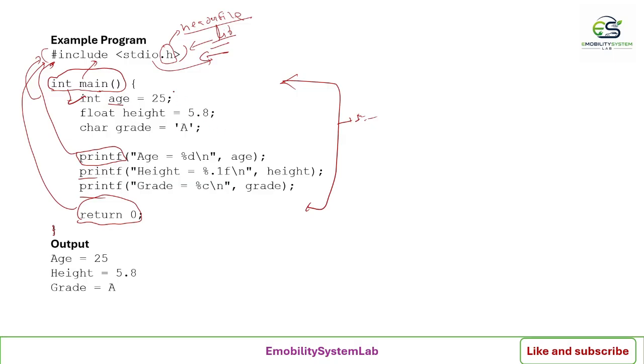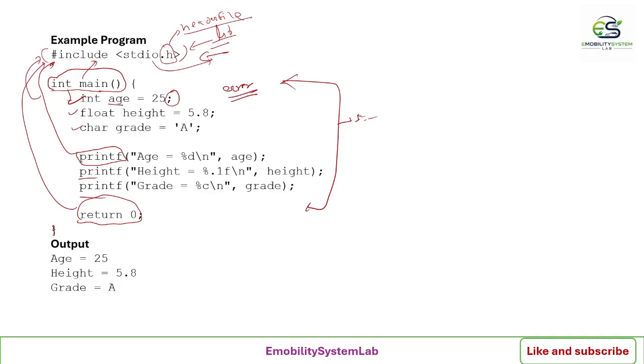So every statement should end with a semicolon. Suppose you are not using a semicolon, then your compiler will give you an error. So it is very important to use a semicolon after any statement. These are the statements basically.